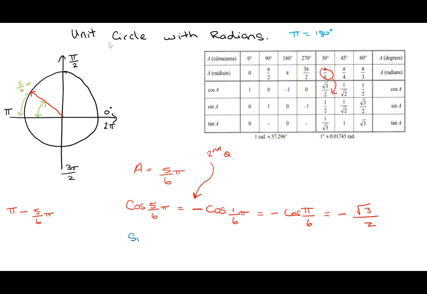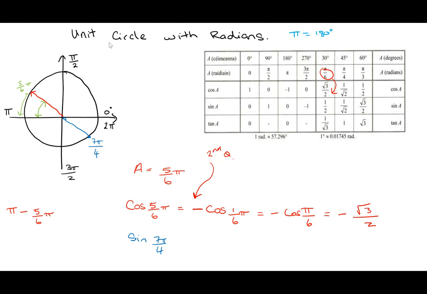Let's say I have sine of 7 pi over 4. So I've got to think, where does 7 pi over 4 lie? It's definitely greater than pi. 3 over 2 would be 1.5. So 7 over 4 is definitely greater than 1.5. So it lies in here, somewhere in here. 7 pi over 4.